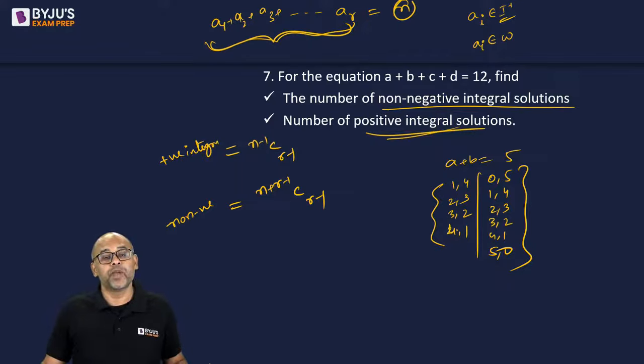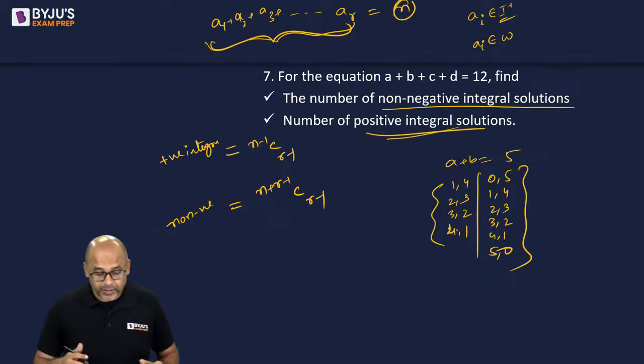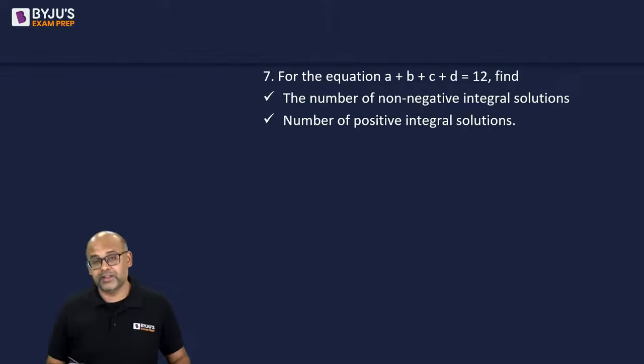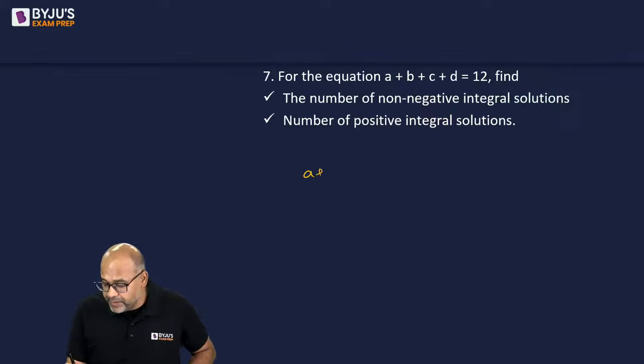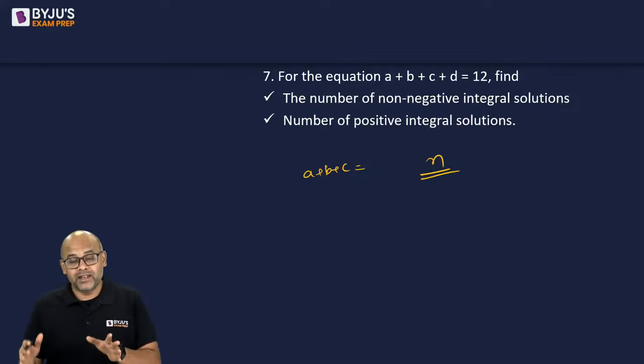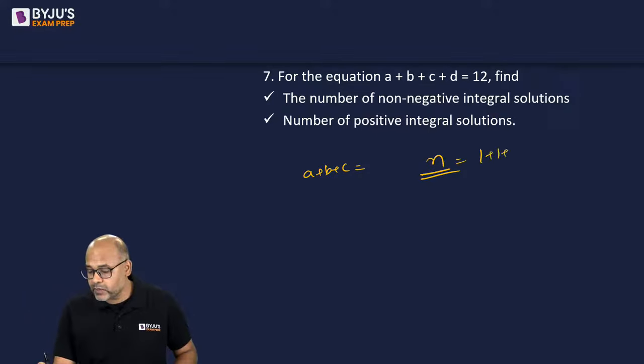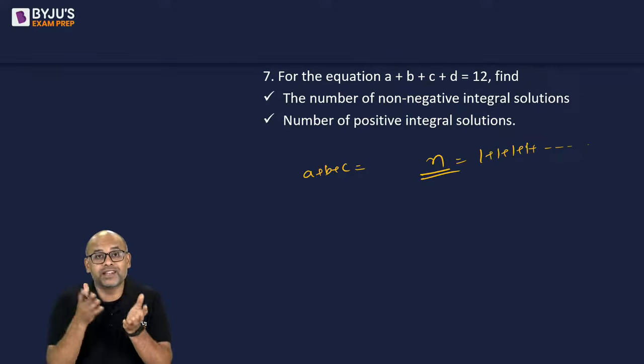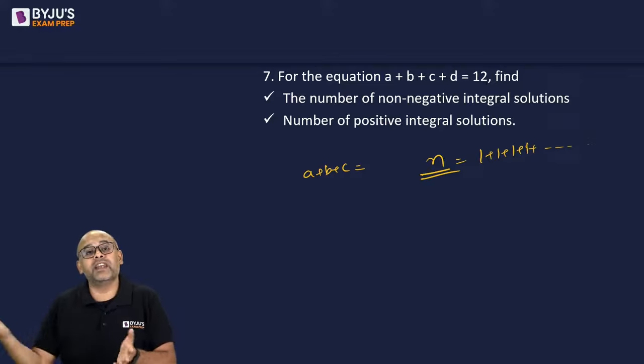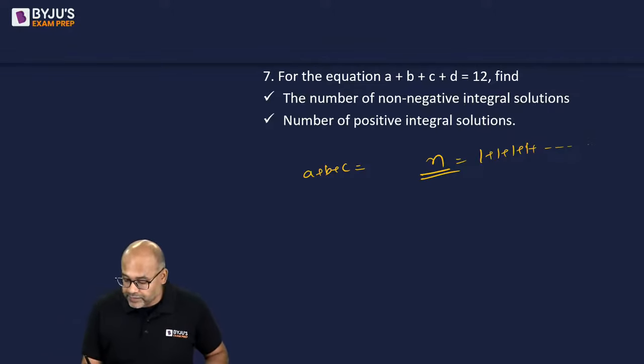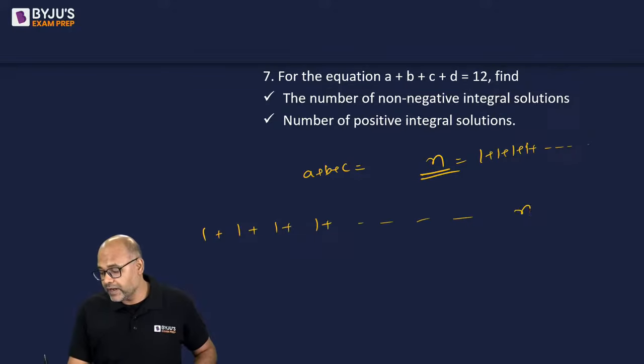Clear? Now, if you're interested in the derivation of this formula, it's very interesting. Let me take a simpler case to explain. If I say a plus b plus c is equal to n, I will say let this n be actually 1 plus 1 plus 1 plus 1 and so on. Because if the total is n, I need n number of ones, correct? So let me write the ones. 1 plus 1 plus 1 plus 1 plus, like this I have n ones.